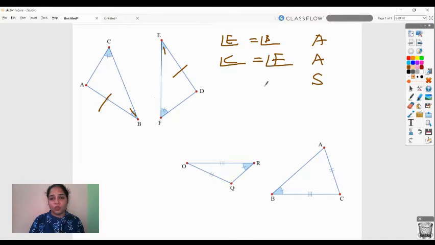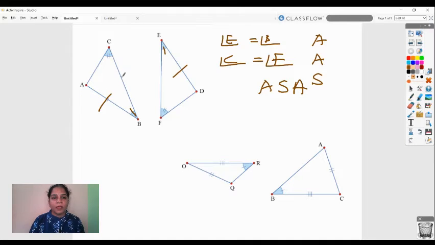But as I told you, you should always check for the side between the two angles. If E and F is the angle, the side between them is actually EF. And if the angle that they mentioned is C and B, the side is actually BC. But they have given us a different side. So, considering these two angles might be wrong.